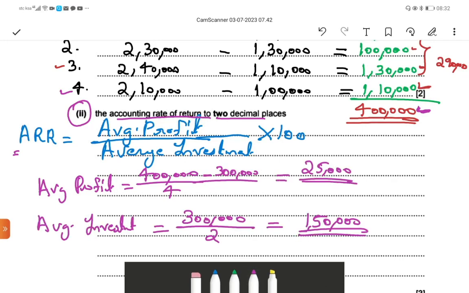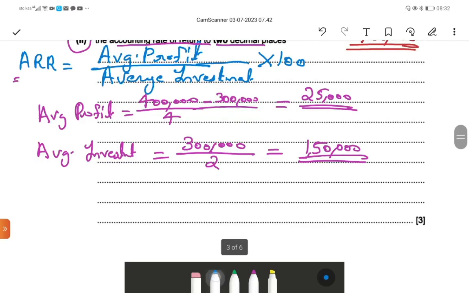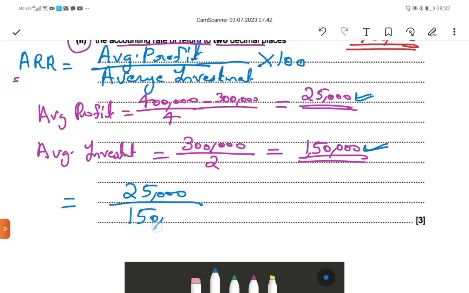So we have to just apply into the equation: average profit divided by average investment. Average profit is 25,000. Average investment is 150,000. So it is equal to 25,000 divided by 150,000, which is equal to 16.67%. So the average rate of return is done.